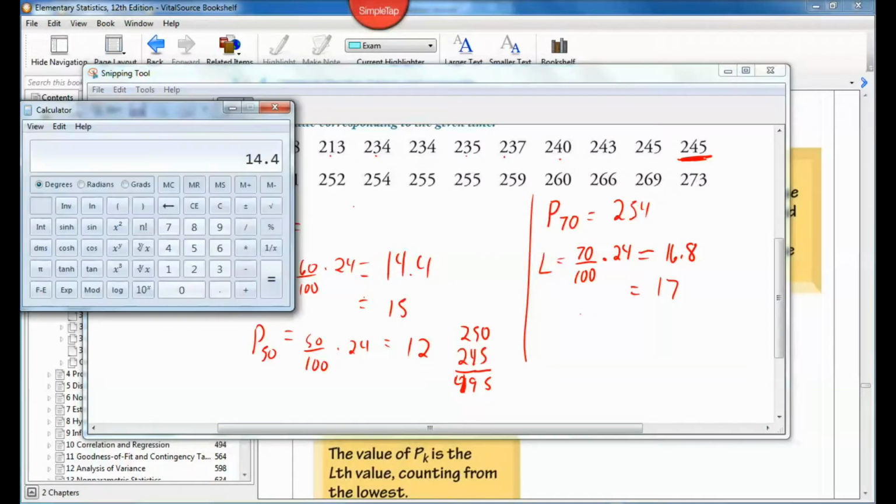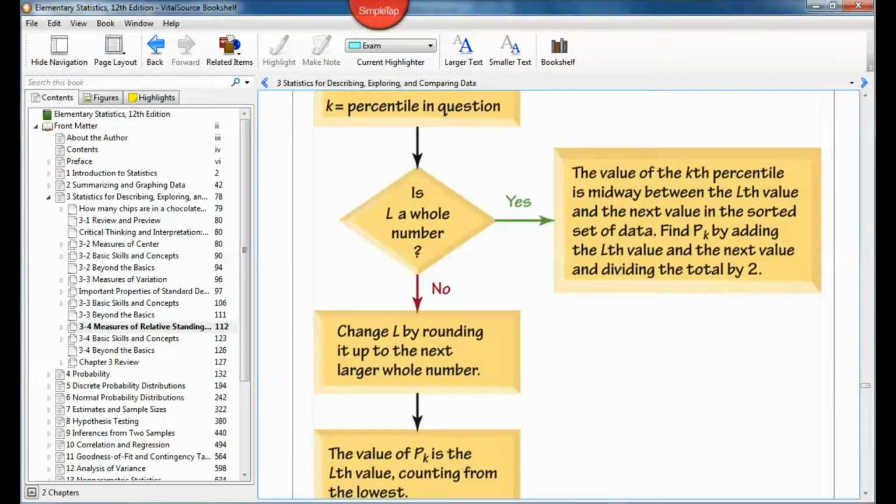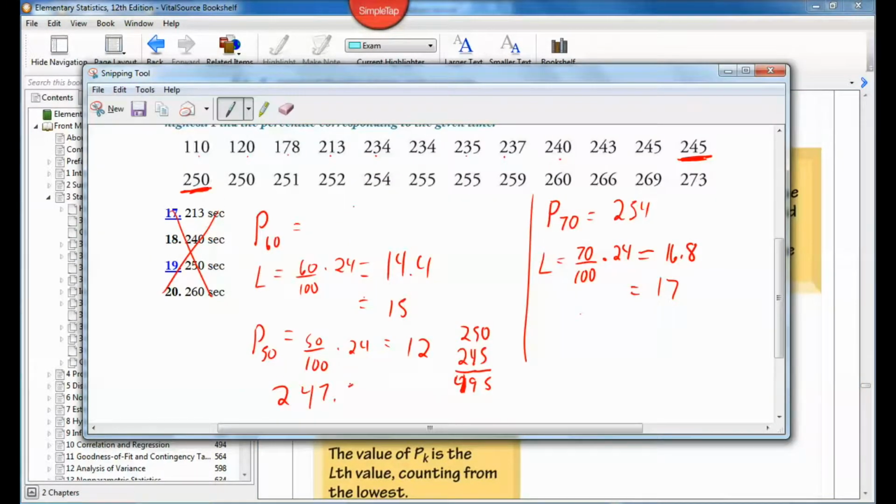All right, so 250 plus 245 divided by 2 is 247.5. And that's what P sub 50 is, or the 50th percentile. Even though that data item isn't there, that's how we find the score that would separate the top half from the bottom half, or the top 50% from the bottom 50%.